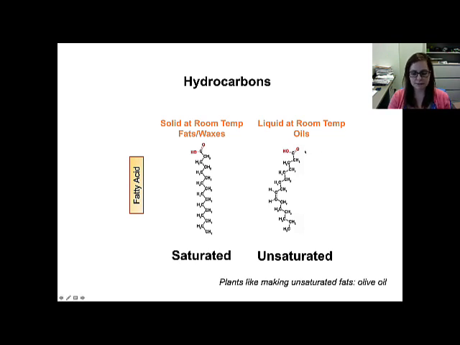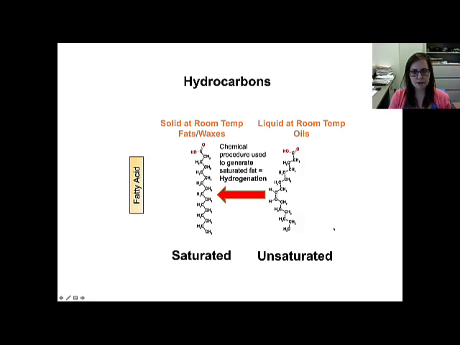that are oils. And one thing that makes it a little bit easier to remember, for me, is that plants like to make unsaturated fats. So if you think of plants really making unsaturated fats, and olives being plants, you can think of olive oil being an oil and that it's unsaturated.